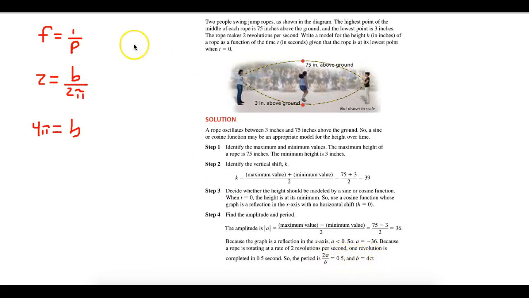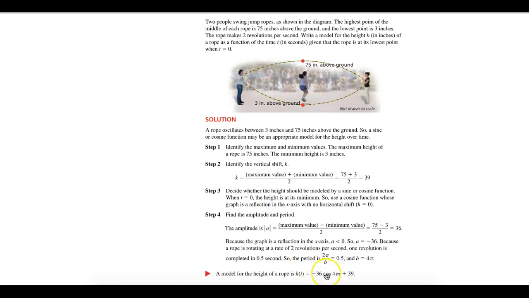Okay, so now if we look at everything, we've got a k value of 39, we've got an a value of 36, we've got a b value of 4 pi, we're using a cosine function that's a reflection. So let's go ahead and put all that together and write our function. The actual function that we're going to get, we put the negative for our reflection, 36 is our a value, that's our amplitude, b is 4 pi, there's no h value, so no shift, and then we get plus 39 is our vertical shift.